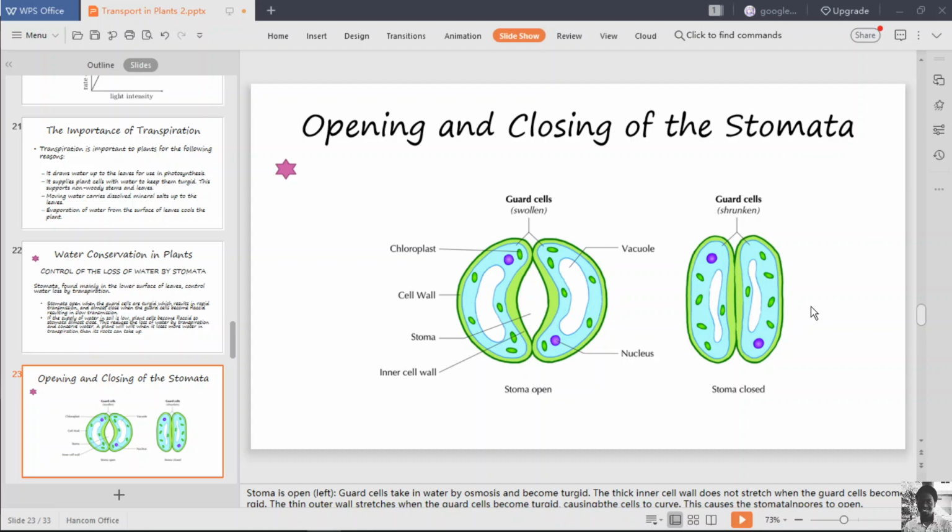Now on the right we have a stoma that is closed. Okay, that's because water would have left the guard cells by osmosis, causing the pressure and volume inside here to decrease, and the guard cells shrink and become flaccid. As a result, the stoma closes and water can hardly pass through. Okay, so this is a mechanism used by the stomata to open and close.